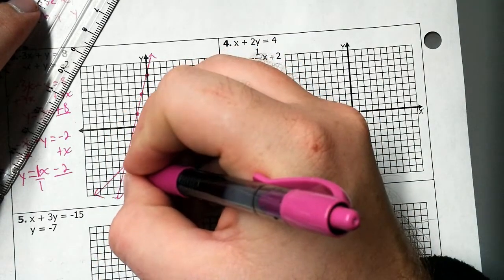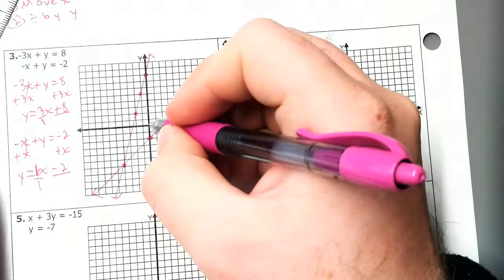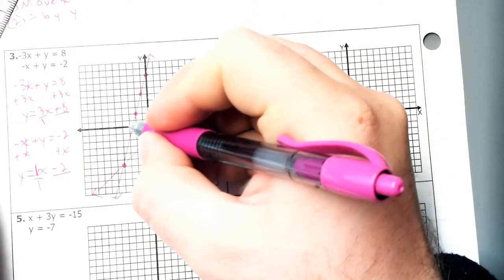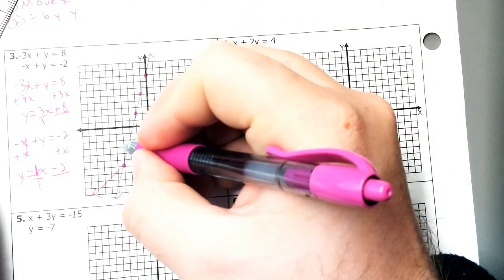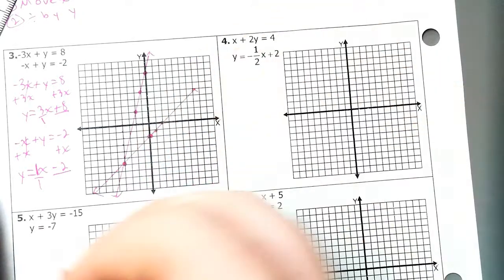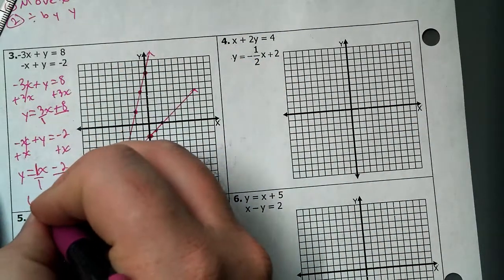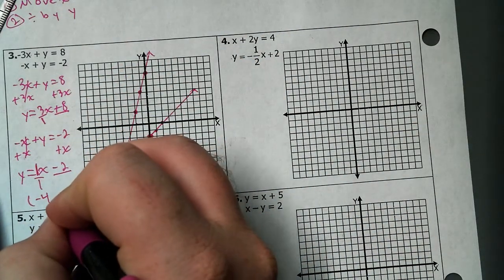And they cross right here. At this point, negative 1, 2, 3, 4, 1, 2, 3, 4, 5, 6. So it's at negative 4, 6.